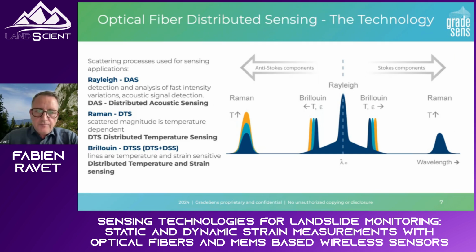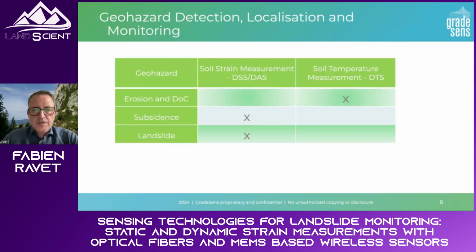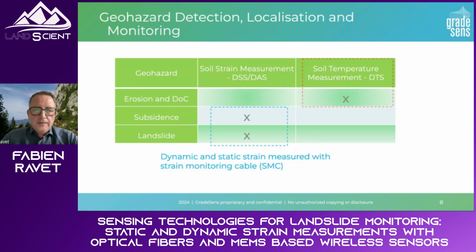Now, from temperature, strain and dynamic strain measurement, we can extract interesting things. First, with strain measurement in the soil, we can monitor subsidence and landslide. And using temperature, we can monitor erosion and eventually calculate the depth of cover. So what is the remaining quantity of soil that we have on top of the fiber.